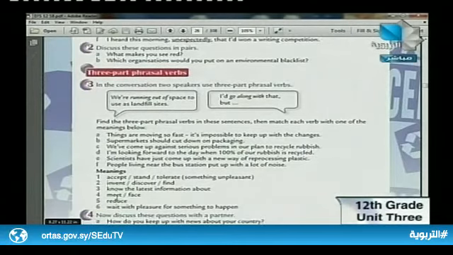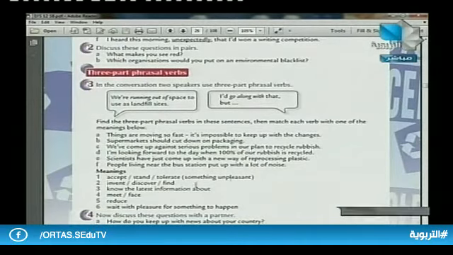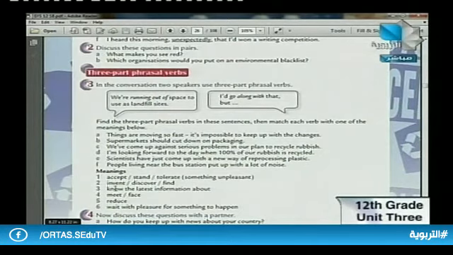Number 1, accept, stand, tolerate something unpleasant. 2, invent, discover, find. 3, know the latest information about. 4, meet, face. 5, reduce. 6, wait with pleasure for something to happen.